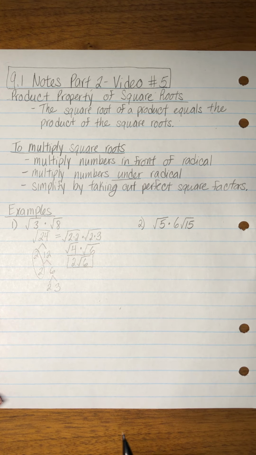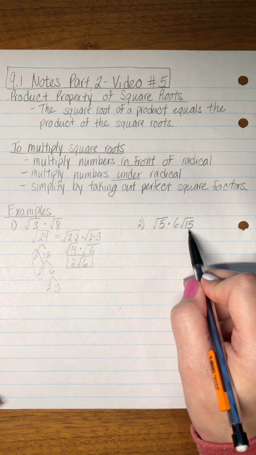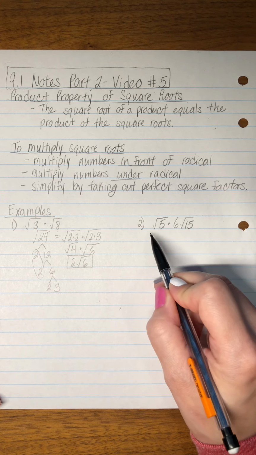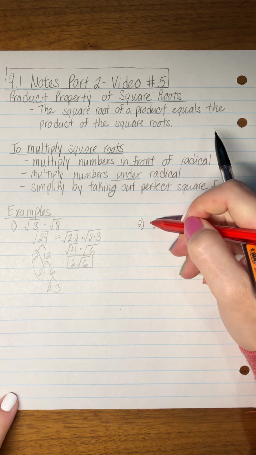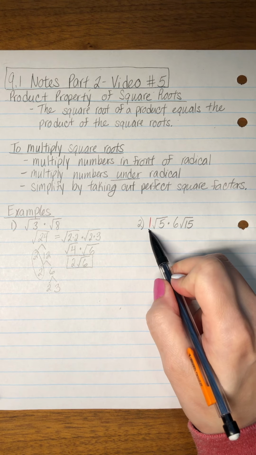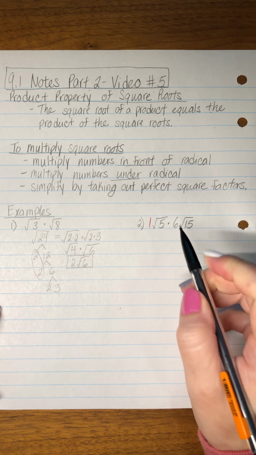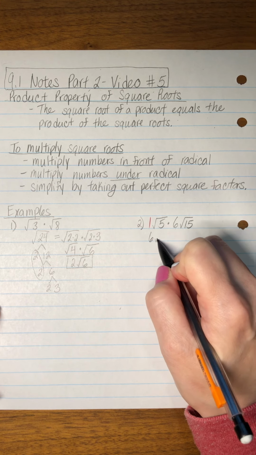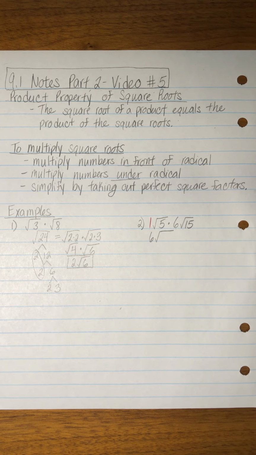Okay, let's look at another example. We have the square root of 5 times 6, the square root of 15. Now remember what we said, technically there's really a 1 in front of this first square root. So when I said before we're going to multiply the outside numbers together in front of the radical with in front of the radical, 6 times 1 gives me 6. Now let's multiply the numbers underneath the radical. 5 times 15, that's going to give me 75.